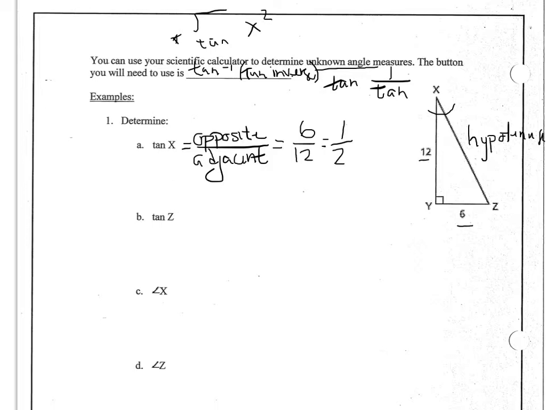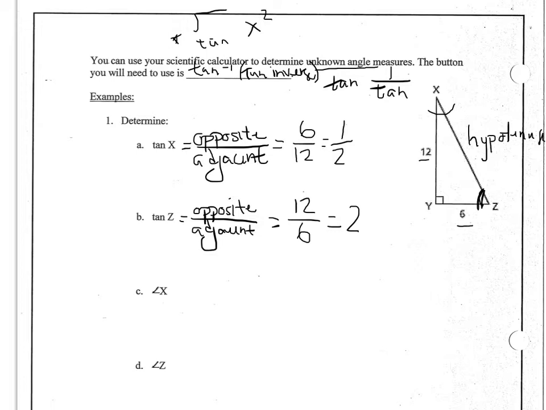So that's perfect. Let's take a look at tan of z. So this time we're using z as our angle. In that case, it's still opposite over adjacent. But this time, opposite is our 12, and adjacent is our 6. This reduces to 2. And it means that the opposite side, 12, is twice the length, or 2 times the length, of the adjacent side.